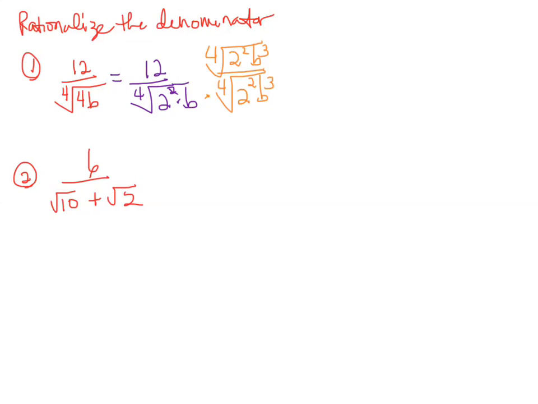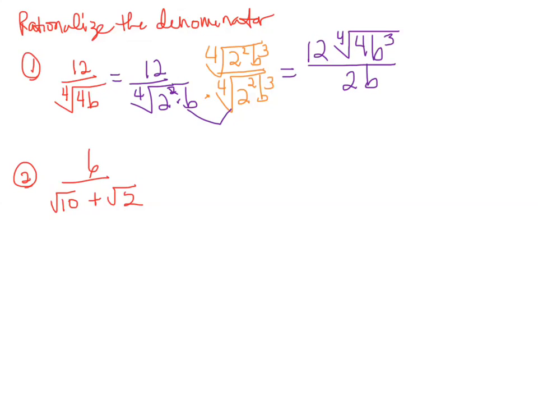So whatever I multiply the bottom by, I also have to multiply the top, or the numerator, by. This way I'm still multiplying by 1 and I get an equivalent fraction. So this gives me 12 times the fourth root, and I'll go ahead and simplify 2 squared to be 4, and then we have b cubed in the numerator.